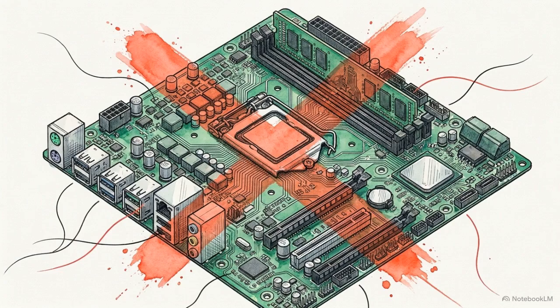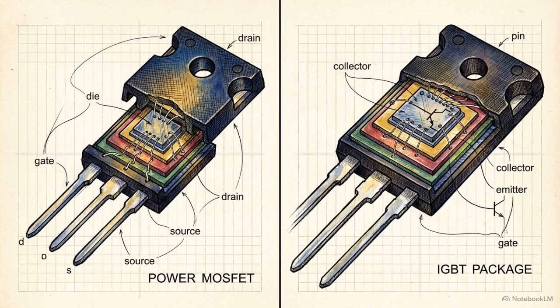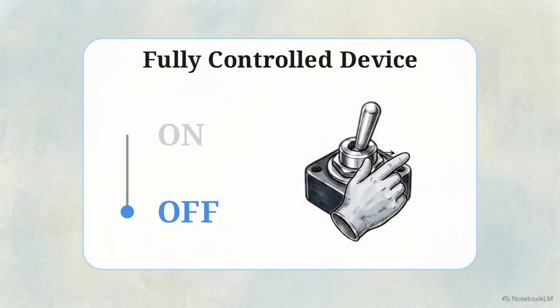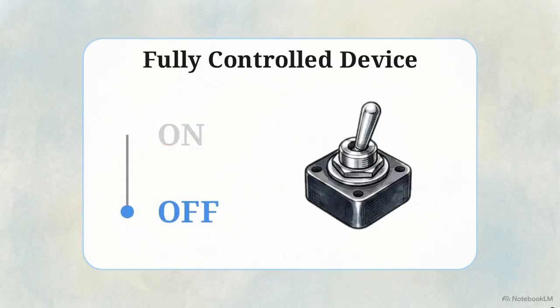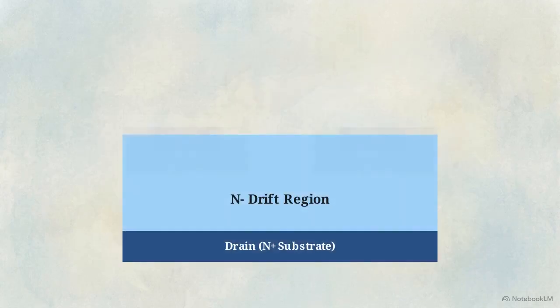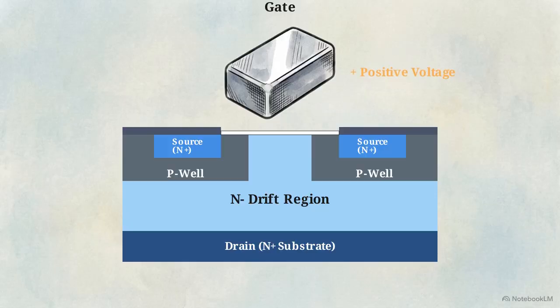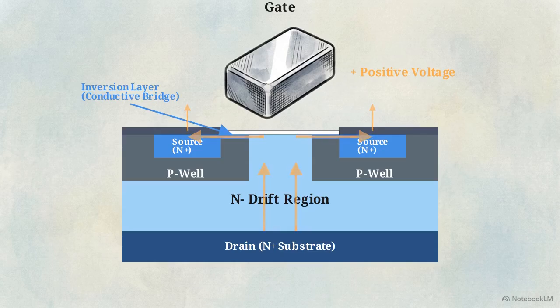electronics. That need for speed and precision led to fully controlled devices, most notably the power MOSFET and the insulated gate bipolar transistor, or IGBT. With these, engineers can actively command the switch to turn both on and off entirely at will. Inside a power MOSFET, applying a positive voltage to the gate terminal generates an electric field. This attracts electrons to the surface, forming a thin conductive bridge called an inversion layer. Once that channel forms, current can instantly flow from the drain to the source.